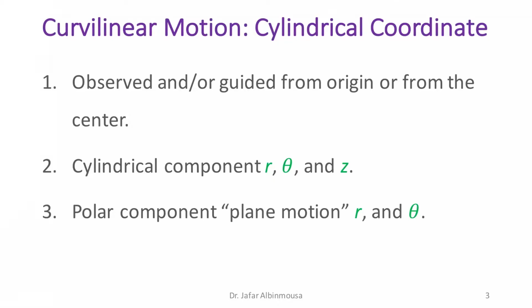Cylindrical motion is either observed or guided from the origin or from the center. Whenever we have a three-dimensional motion, we can describe it by cylindrical components r, theta, and z. If we have a motion which can be described in two-dimension space, we call it planar motion or plane motion. Then we use polar components, which are only r and theta.